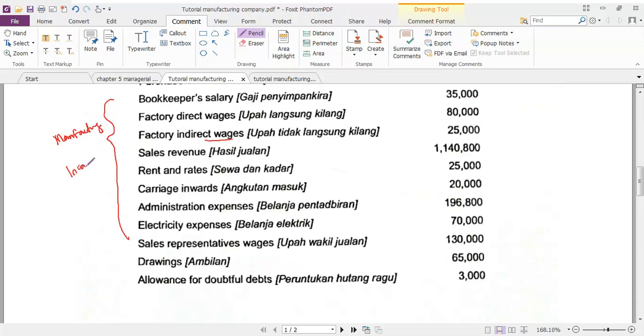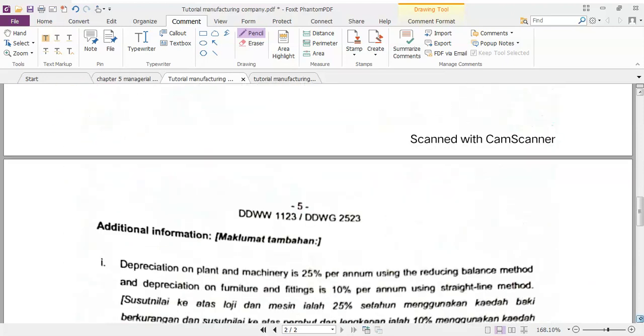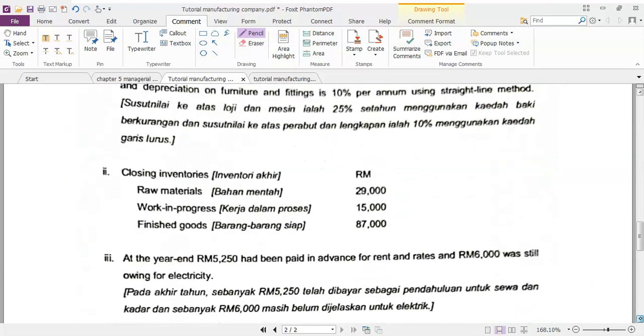Okay, income statement, kita akan letak antara dia, kita akan letak dalam income statement dan juga manufacturing. Okay, ada yang kita tak akan letak.